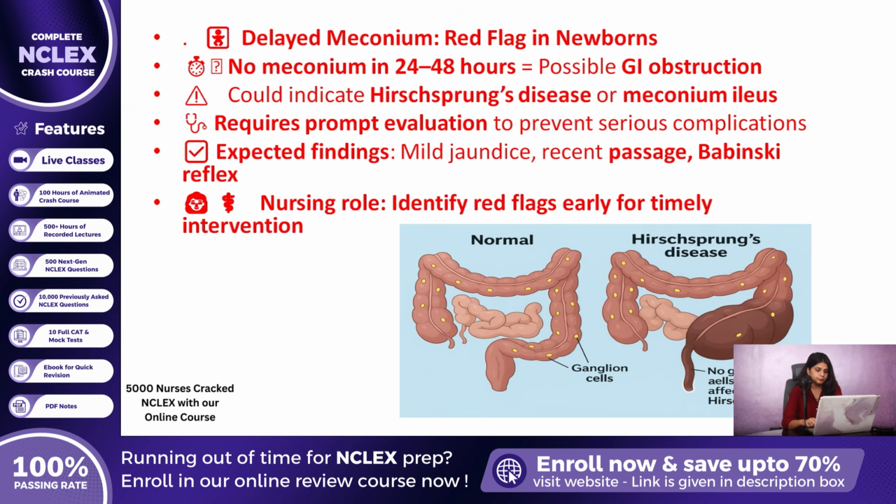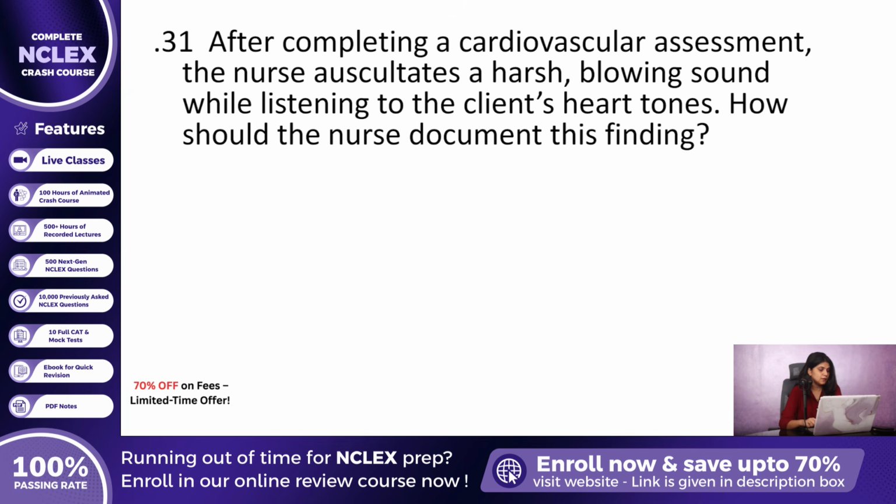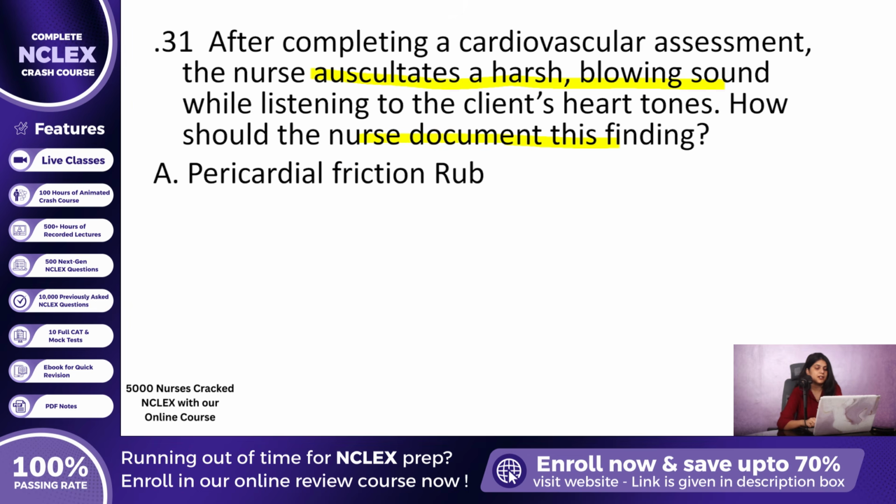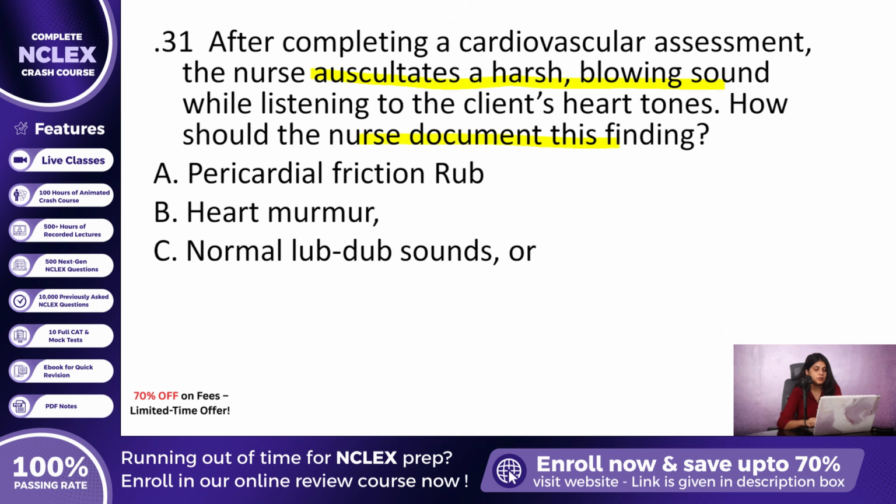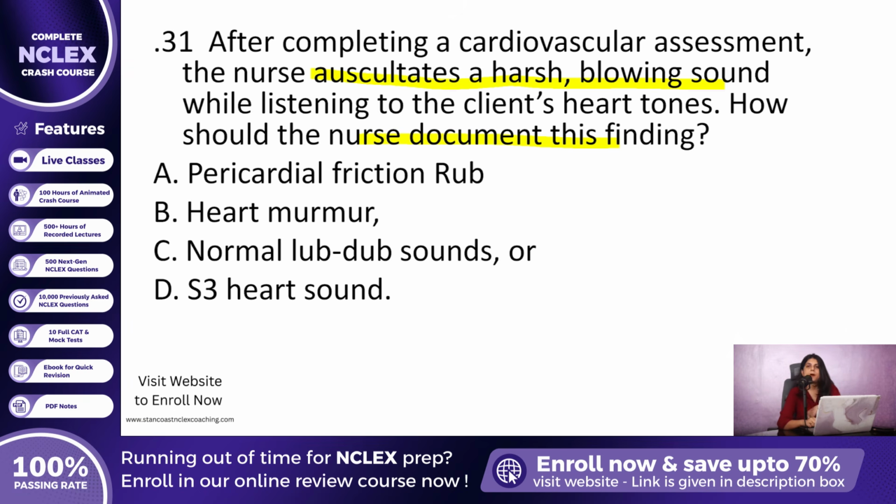Question 31. Now let us transition to a cardiovascular assessment finding. After completing a cardiovascular assessment, the nurse auscultates a harsh, blowing sound while listening to the client's heart tones. How should the nurse document this finding? The options include A. Pericardial friction rub, B. Heart murmur, C. Normal lub-dub sounds, or D. S3 heart sound. The correct answer is option B.